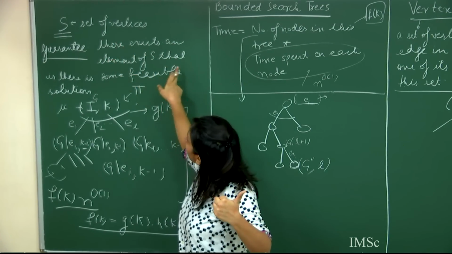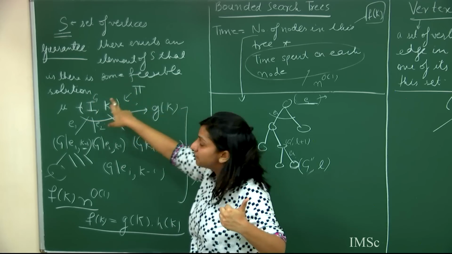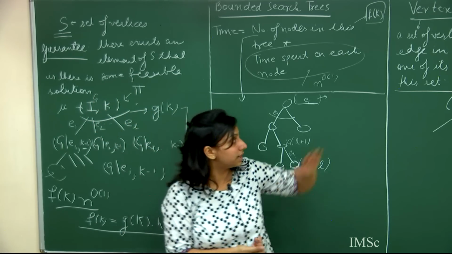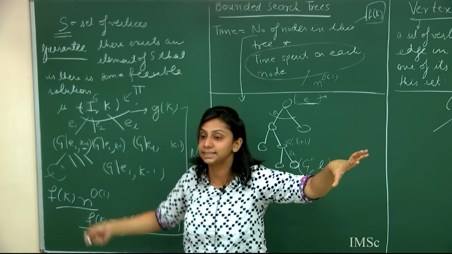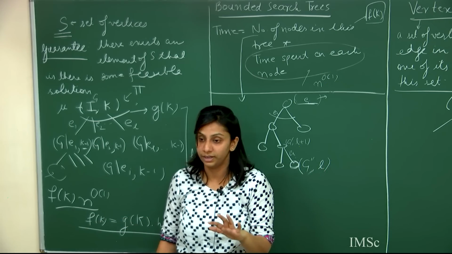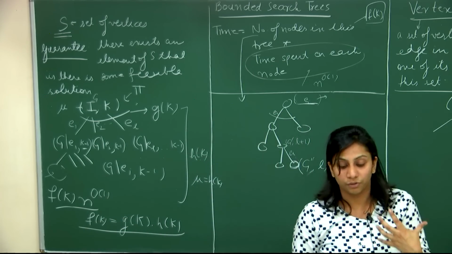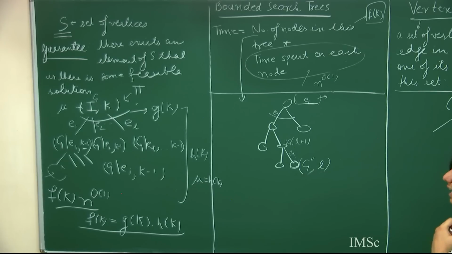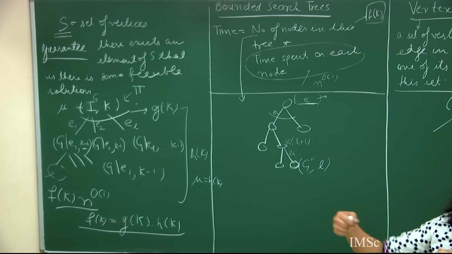What is that somehow? I want to come up with a set S of vertices which have the property that there exists an element in S that is there in some feasible solution. What is a feasible solution in our case? That means it is in some vertex cover of size at most k. If I'm able to come up with a set of vertices such that there is always an element of S that is in some vertex cover of size at most k, I'll branch on that set S. So what could be such a set S for this instance of vertex cover?